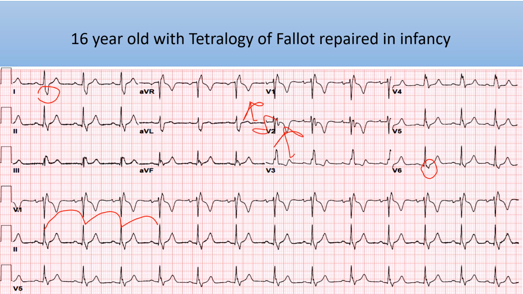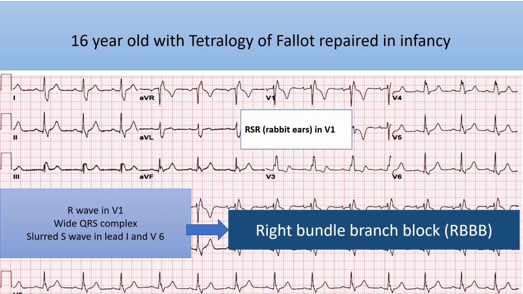So what is the most likely diagnosis? This is a classic presentation of right bundle branch block. So the rabbit ear. Remember, wide QRS complex and terminal R wave in V1 and slurred S wave in V6 and also slurred S wave in lead 1. So the criteria for right bundle branch block: R wave in V1, wide QRS complex, slurred S wave in lead 1 and V6.